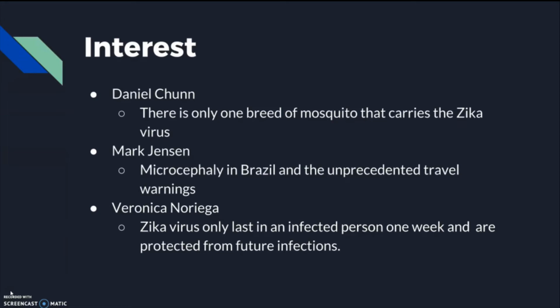Here's something I found interesting while I was researching this virus. So the virus was first discovered in 1947, but it wasn't until over 65 years later that the virus became an epidemic in the Americas. So why is it that it took so long before the Zika became a public health emergency?